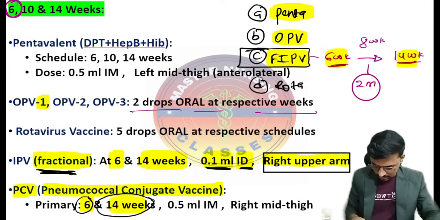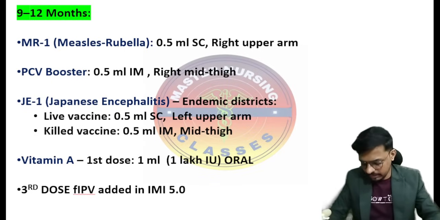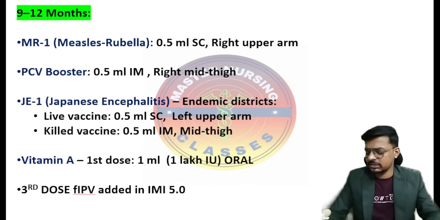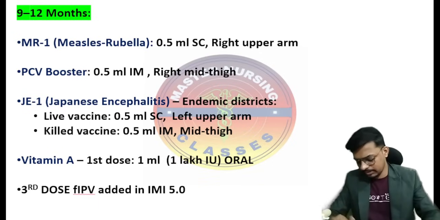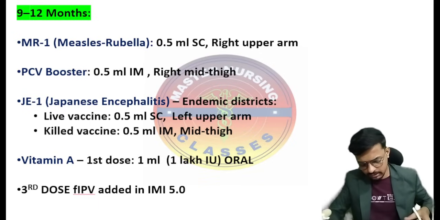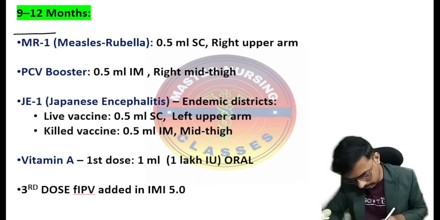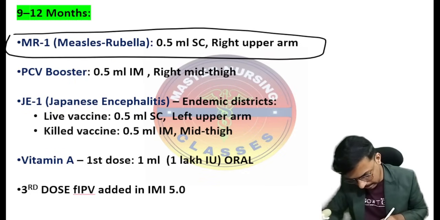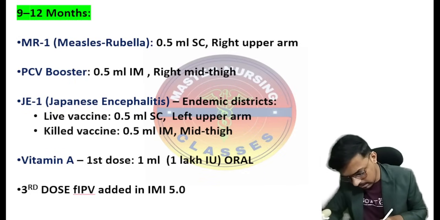Next comes 9 months to 12 months. Yes, the MR. Previously we were giving measles, mumps, rubella. Now we are giving MR only, that is measles and rubella. Mumps is not given. The first dose of MR will be given at 9 months of age of the baby. The MR vaccine is given by the subcutaneous route. So which route?